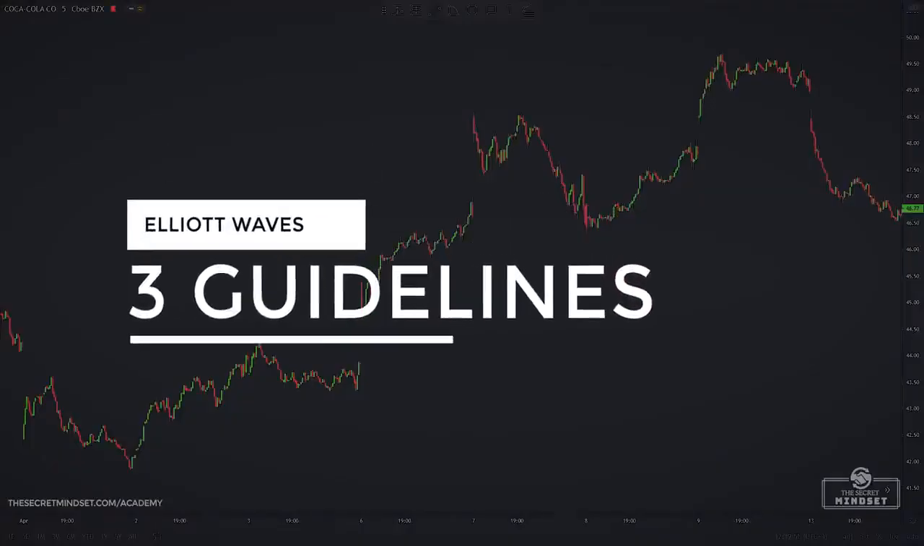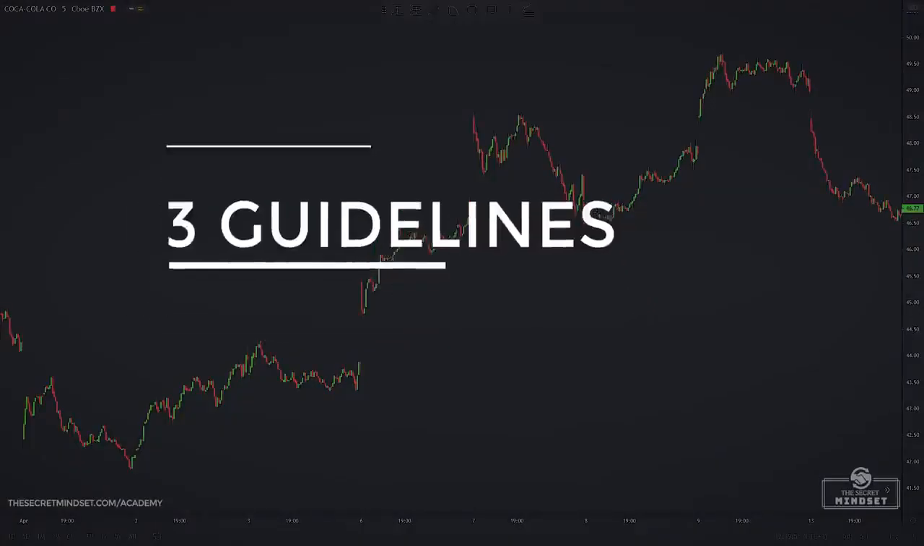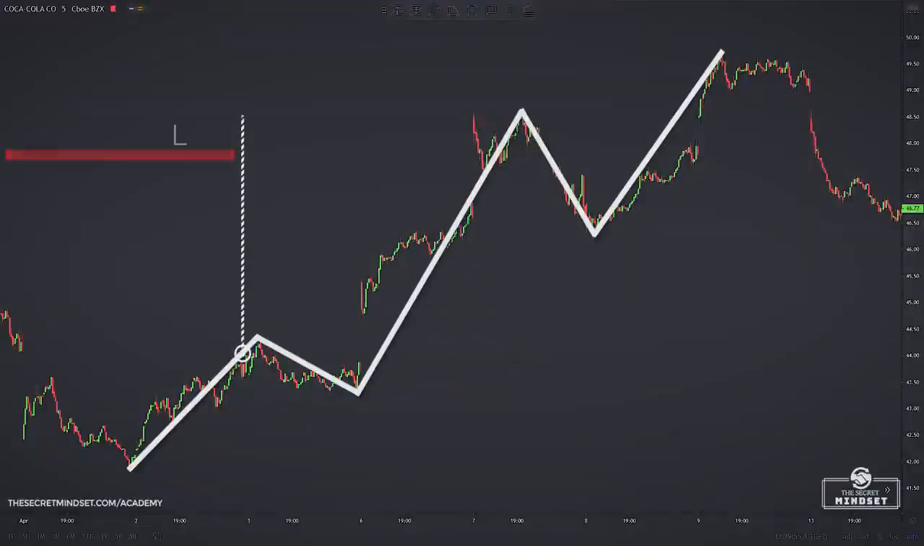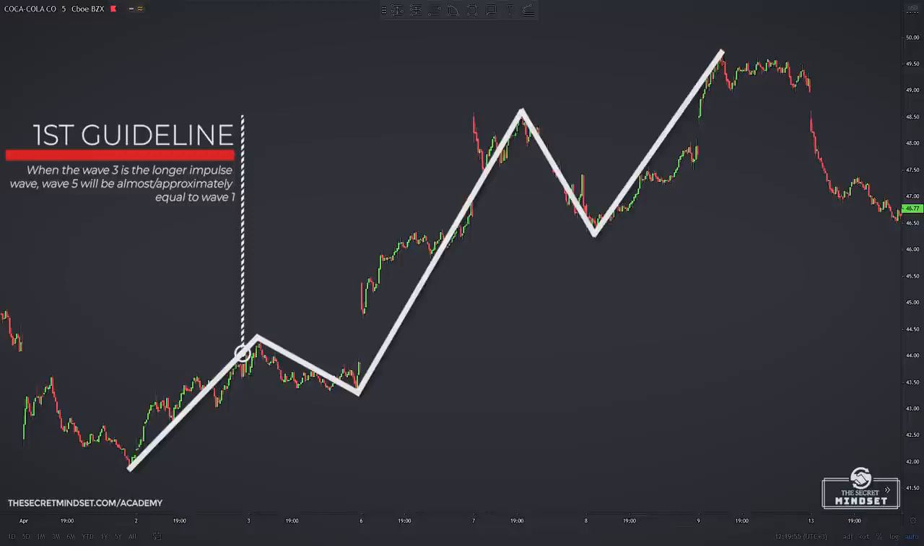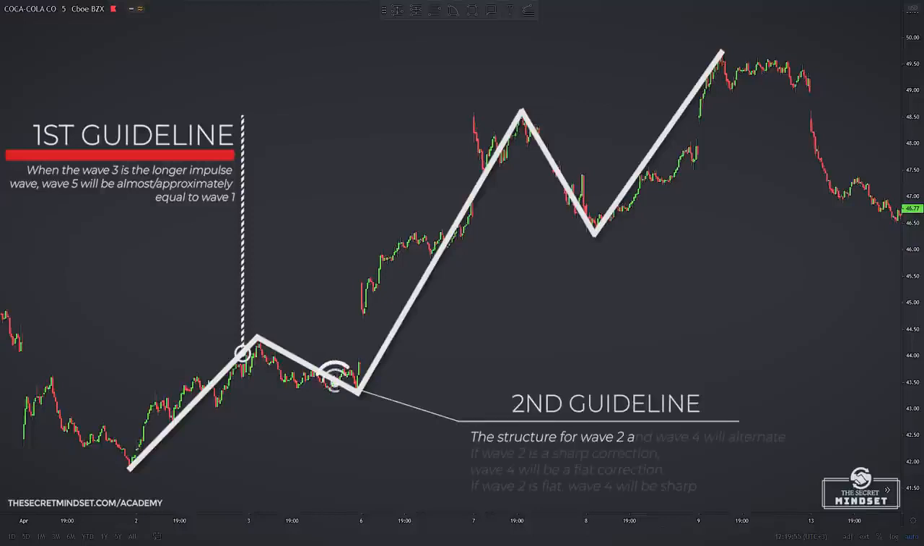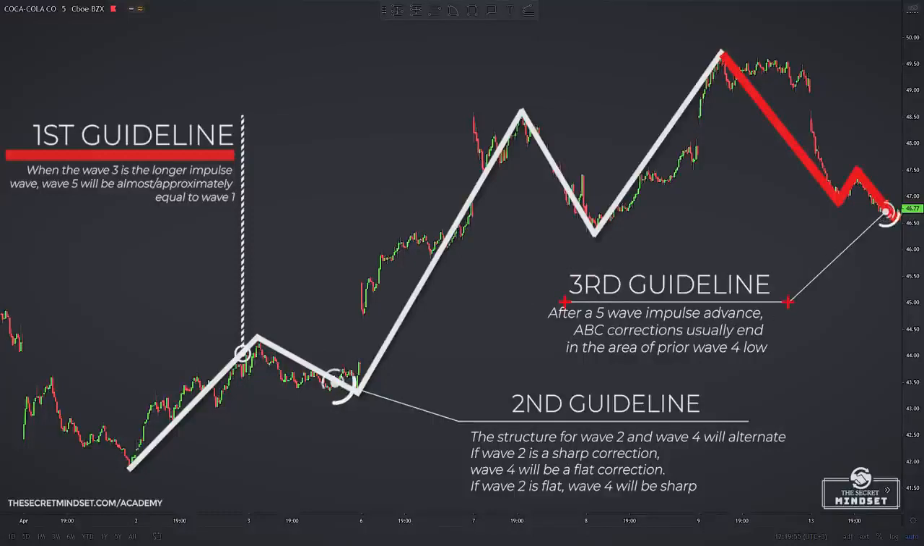Now we've got 3 golden rules, but we also have 3 Elliott wave guidelines. First guideline. When wave 3 is the longest impulsive wave, wave 5 will be almost or approximately equal to wave 1. Second guideline. The structure for wave 2 and wave 4 will alternate. If wave 2 is a sharp correction, wave 4 will be a flat correction. If wave 2 is flat, wave 4 will be sharp. And the last guideline. After a 5-wave impulsive advance, ABC corrections usually end in the area of prior wave 4 low.